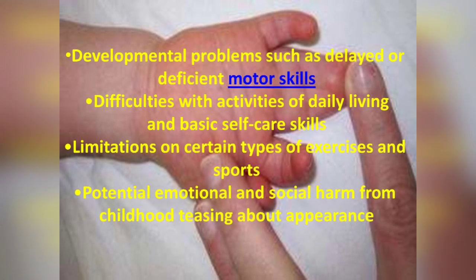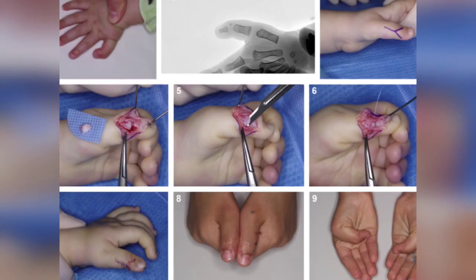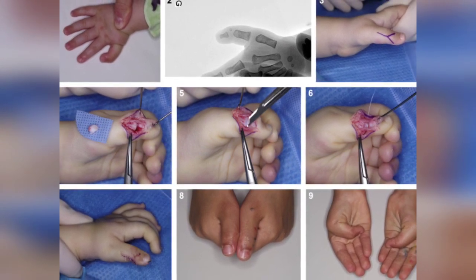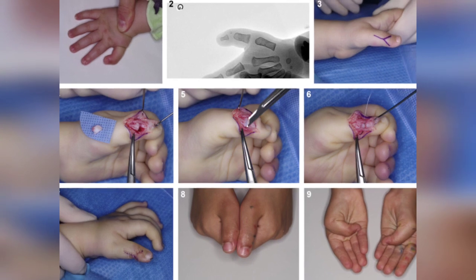If a child is functioning well and is happy, treatment is not always necessary. And if the child is having difficulty doing the things he or she wants to do because of a hand malformation, treatment options may be available.